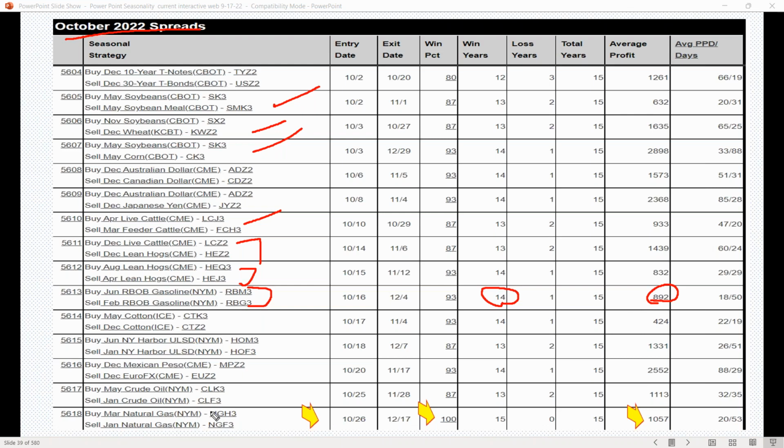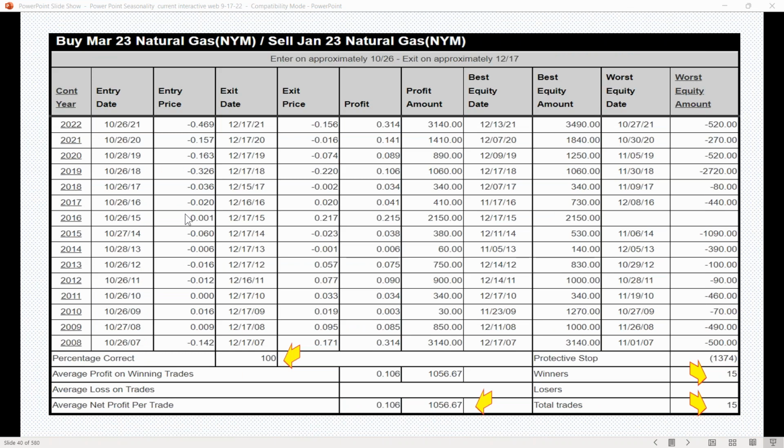But here's one down here, again that natural gas. 100%, 15 out of 15 years, it's been a winning trade, making on average over 15 years $1,057. That's definitely what I'll be looking at. You want to have the system align with it. Looking back at prior years, last year you got in on the 26th, out the 17th, and made $3,490. The average on this one is $1,056.